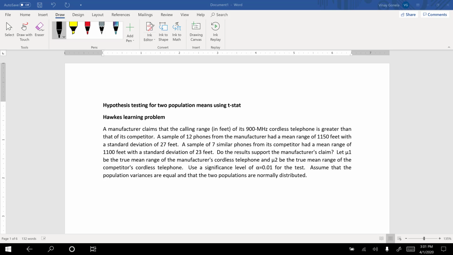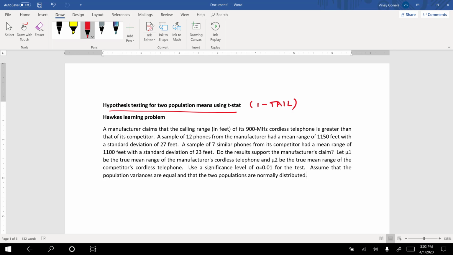Hello class. In this lecture I will be talking about hypothesis testing for two population means using t-stat, and then I will try to solve a one tail problem in this. I will try to explain this concept using the following Hawk's learning problem.